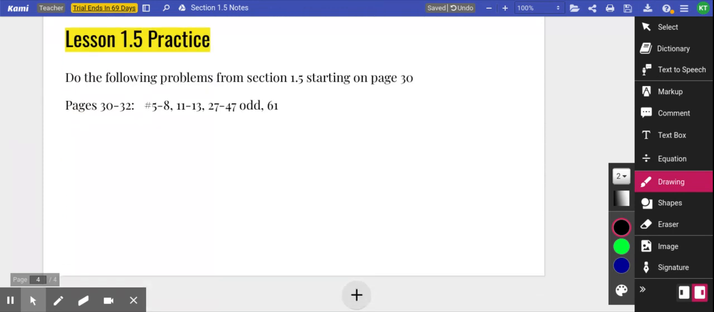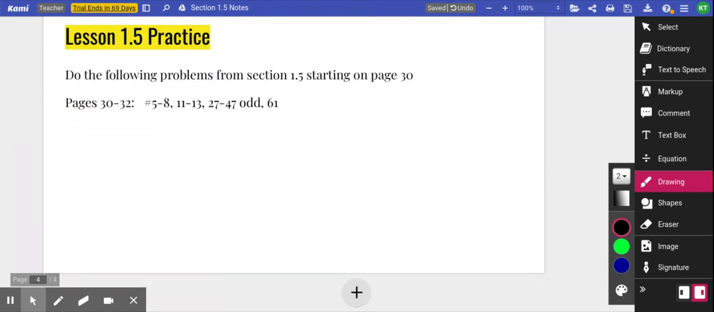All right, time to do some practice, okay? I'd like you to do the following problems from section 1.5. It starts on page 30. Not a super long assignment today. You should work on that. There is also going to be a BuzzMath assignment for you to work on as well.